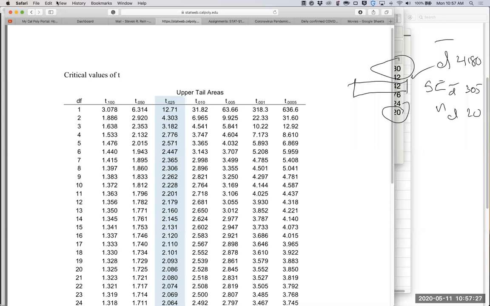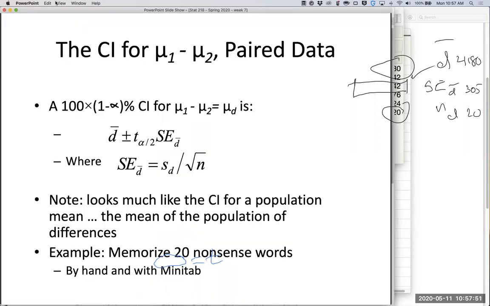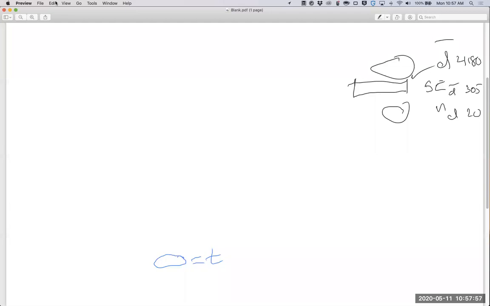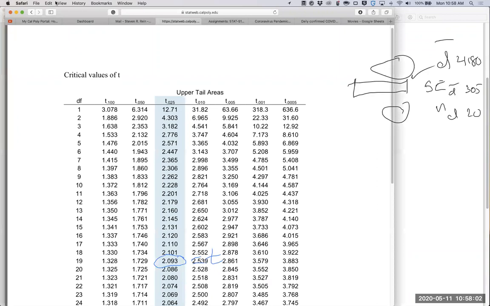So for 19 degrees of freedom, we have 95% confidence, 2.093. That's the t-value that we need for 19 degrees of freedom. Let's go with the big blank. I forgot to write that down: 2.093.